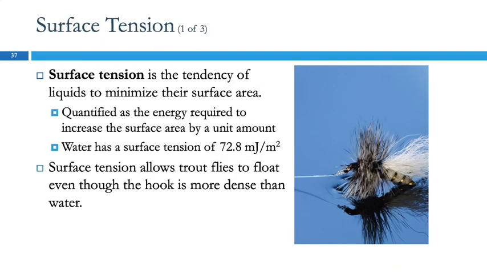Surface tension is the tendency of liquids to minimize their surface area. And of course, it can be measured. It can be measured as the energy needed to increase the surface area by a specific unit.